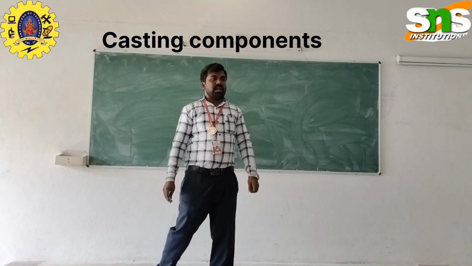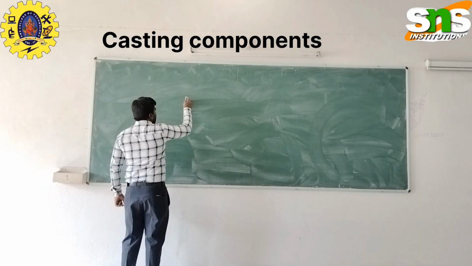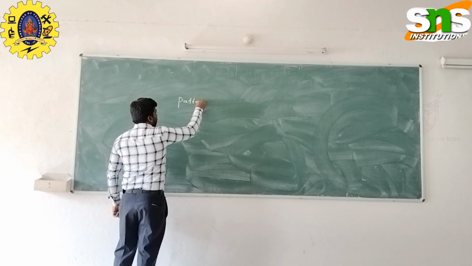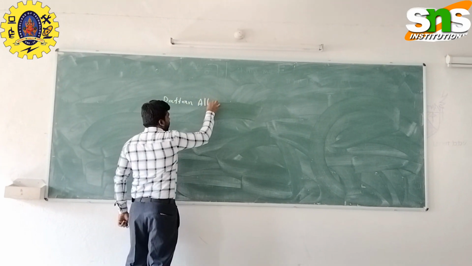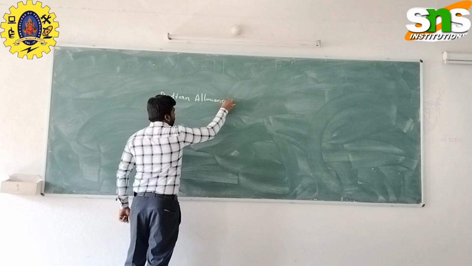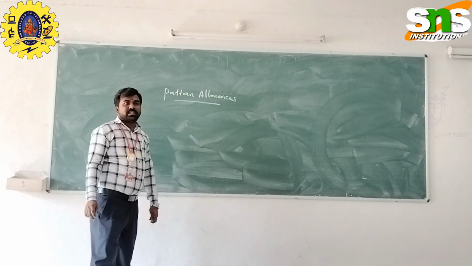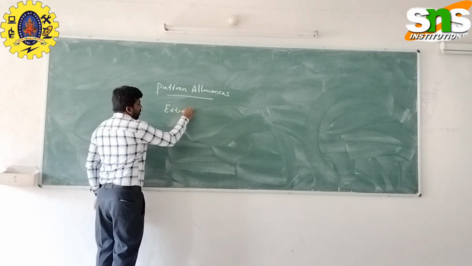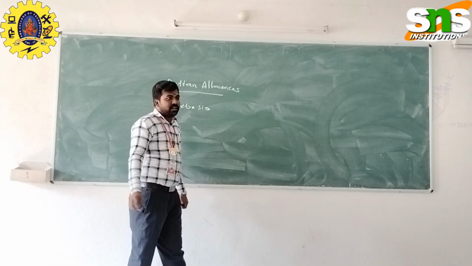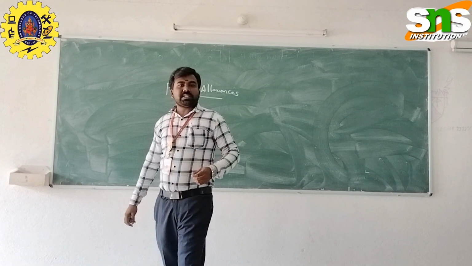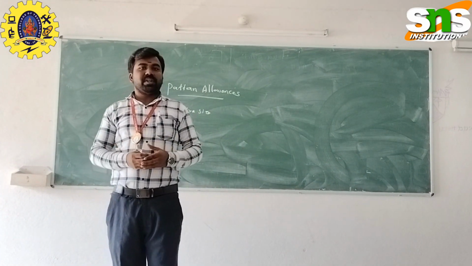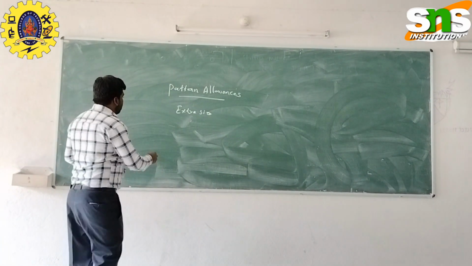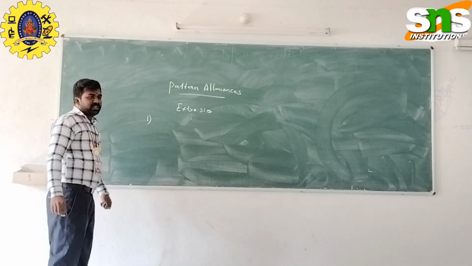Casting is the pattern allowance. So the allowance is nothing but the extra size provided for the machining process as well as the easy removal of the pattern from the mold cavity. So there are 5 types of pattern allowances available.